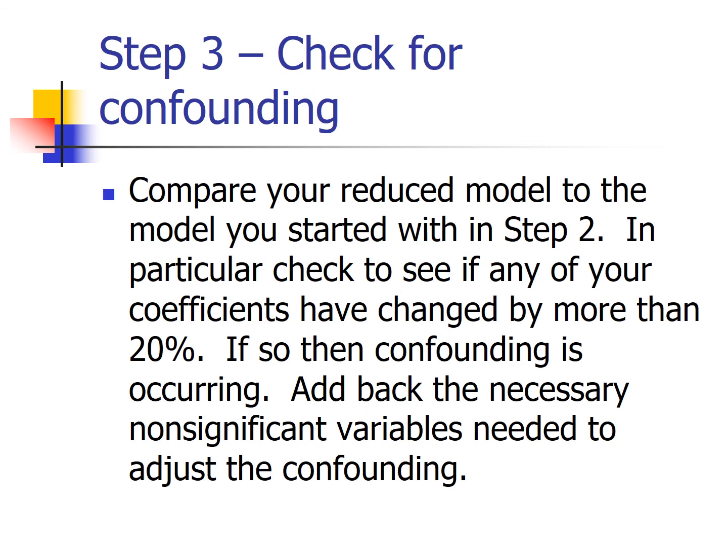Step 3, we then check for confounding. So we compare our reduced model, after we've finished all that backwards regression, to the full multivariate model we started with. We do that to check to see if any of our coefficients have changed by more than 20%. If any of those coefficients have changed, then that indicates that confounding is present, and we need to go back and add some of the non-significant variables that we removed to adjust for this confounding.